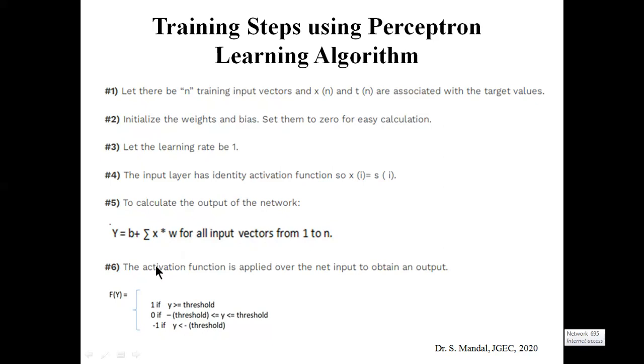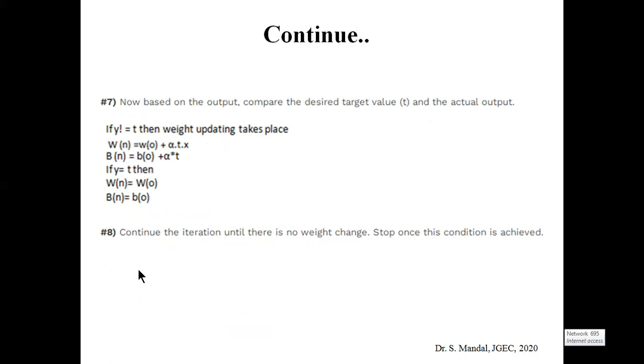Now we apply the activation function. We already know that if y is greater than the threshold, it will be 1, and similarly for the other two conditions, it can take either 0 or -1. So based on the value of the calculated y, we can get the value of the activation function as 1, 0, or -1. Okay. Now, based on the output, let's compare with the desired target output t.